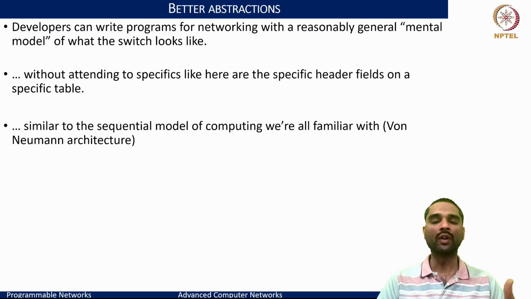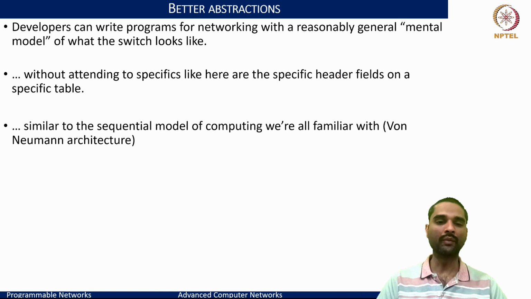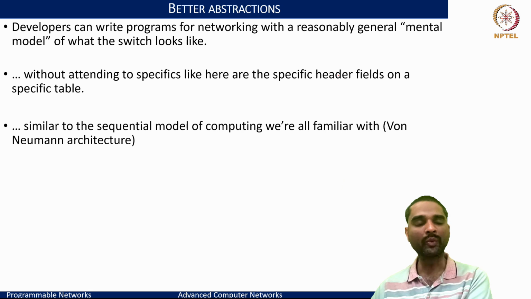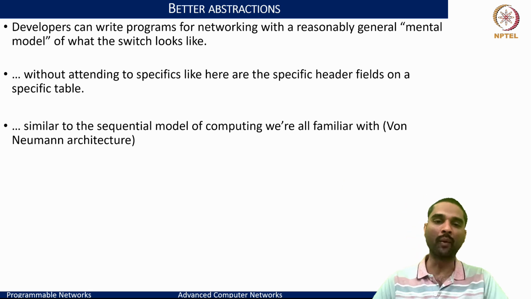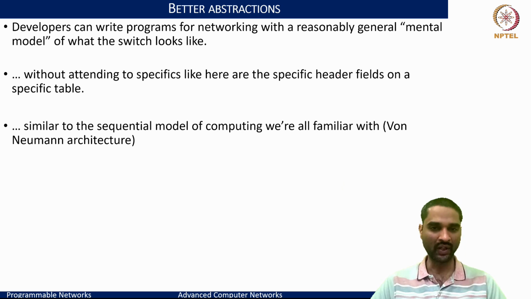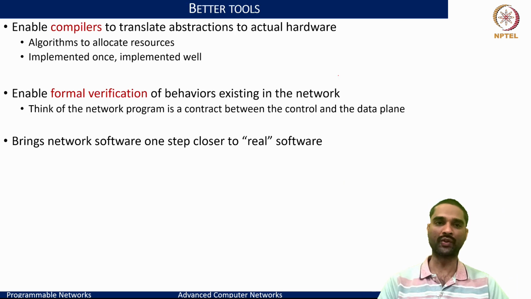So the intent aspect would come from the user or programmer, and how things are realized on a particular ASIC is handled by the target-specific component in a compiler. And this is exactly what we are very familiar with from the von Neumann architecture, where we write the programs and let the CPU execute them for us. In the same way, now we write the programs and let the hardware execute them for us.